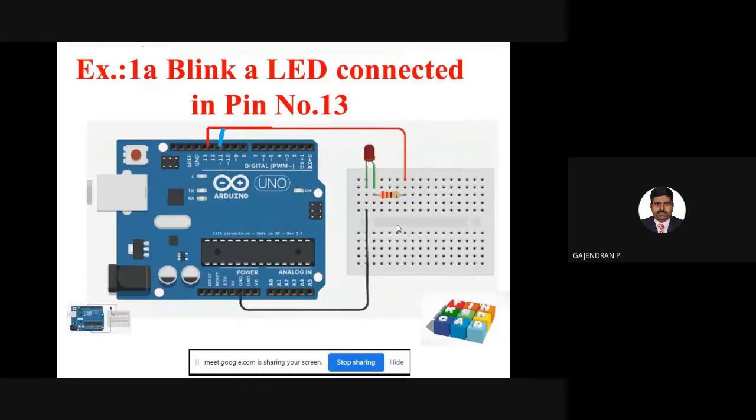Then the next one, only the hardware arrangements are different. The program is the same. The same 13th pin is used to interface the external LED. The same coding, there is no change in the programming part. Only the hardware part we have modified. This is our second experiment, what we did in the last class.